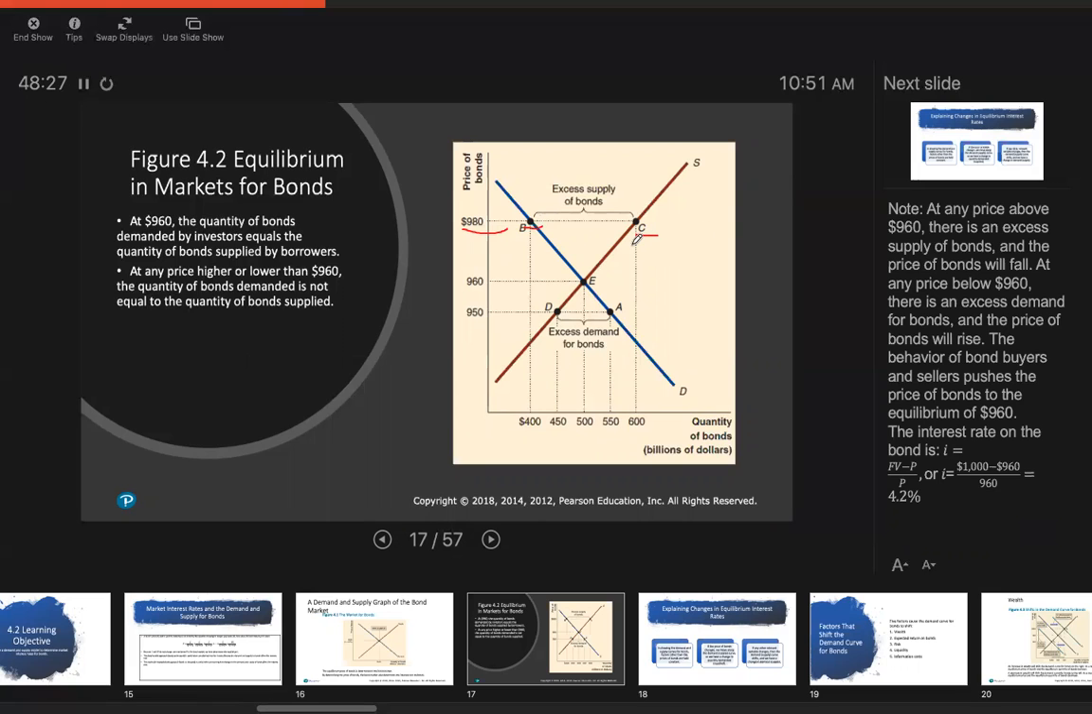But there's a lot of people who would like to sell this bond at $980. So here we have an excess supply of bonds, and straight away you can think, okay, if there's excess supply, if more people are willing to sell than buy, as a seller, what is my incentive? I know I would like to sell it for 980, but there's not enough demand in the market to buy it at 980. My incentive is to lower the price, right?